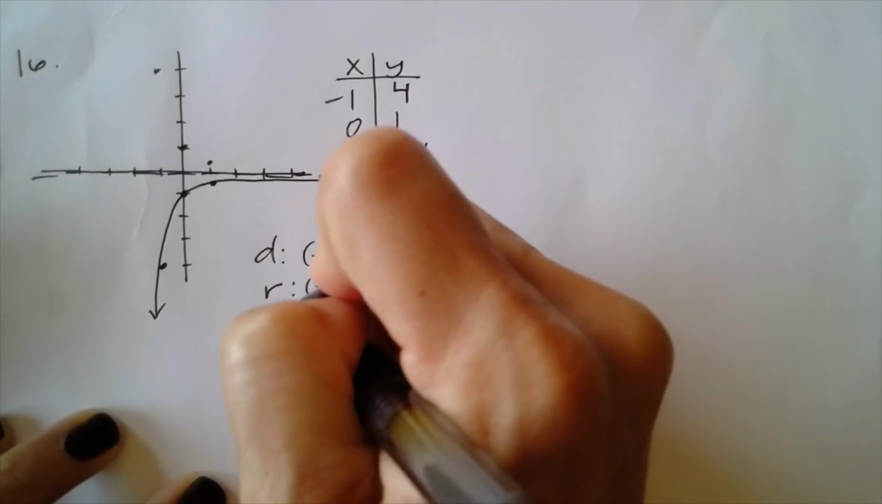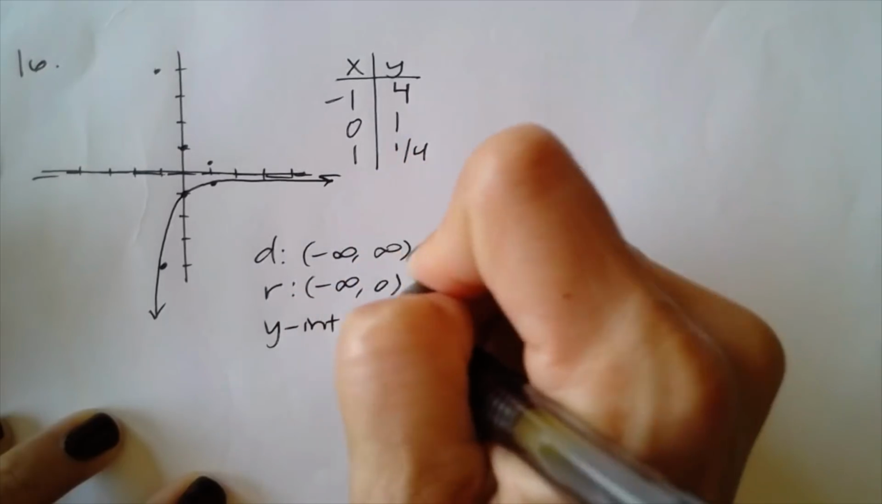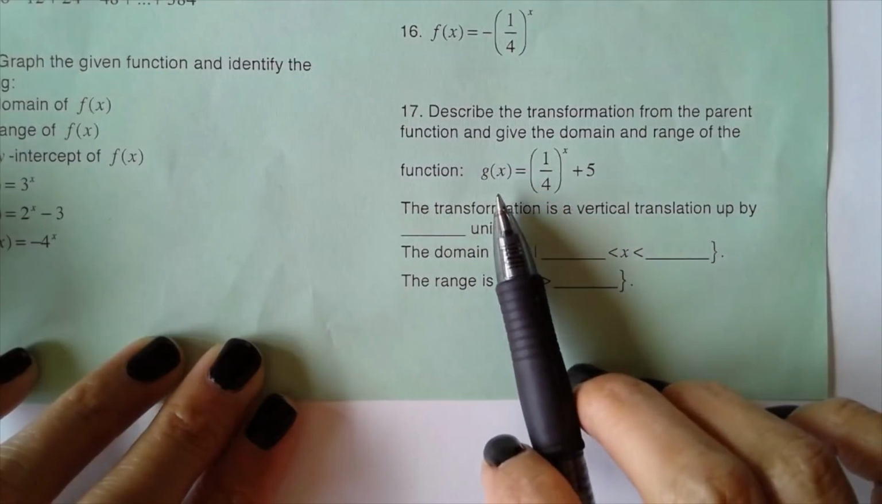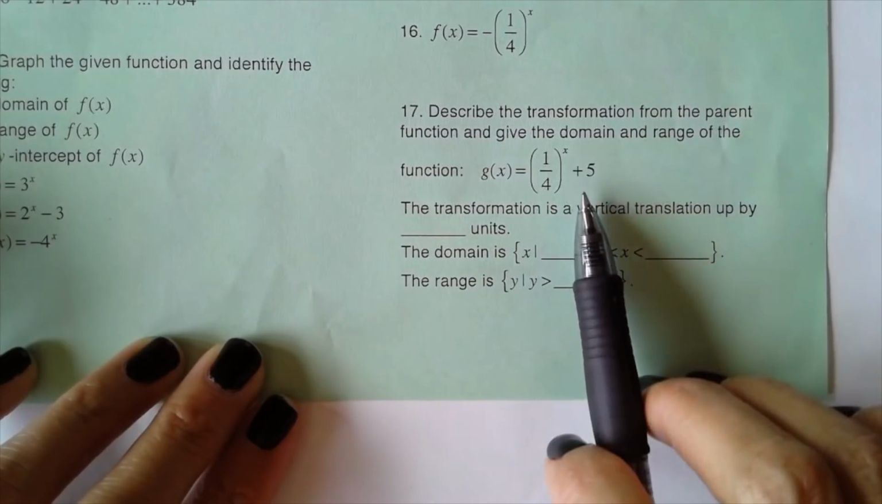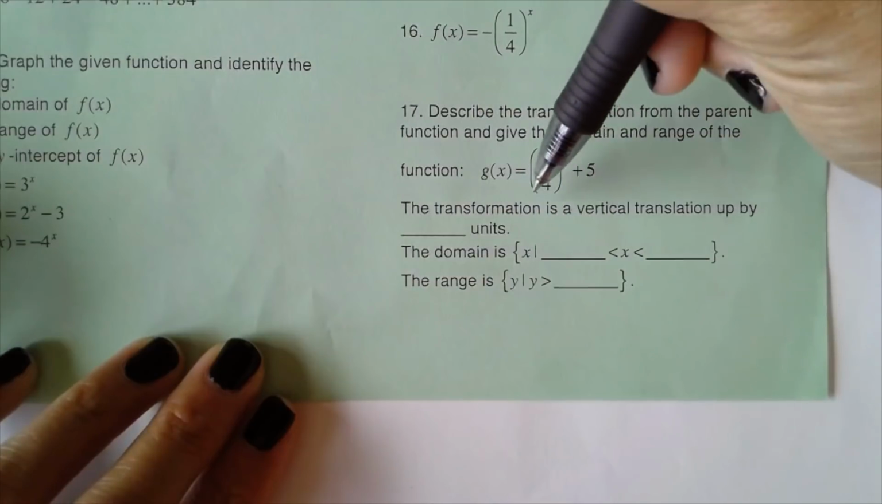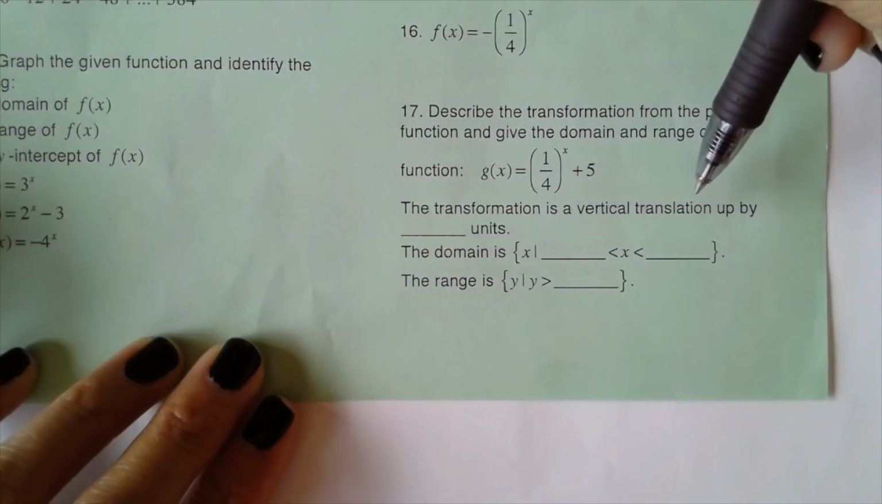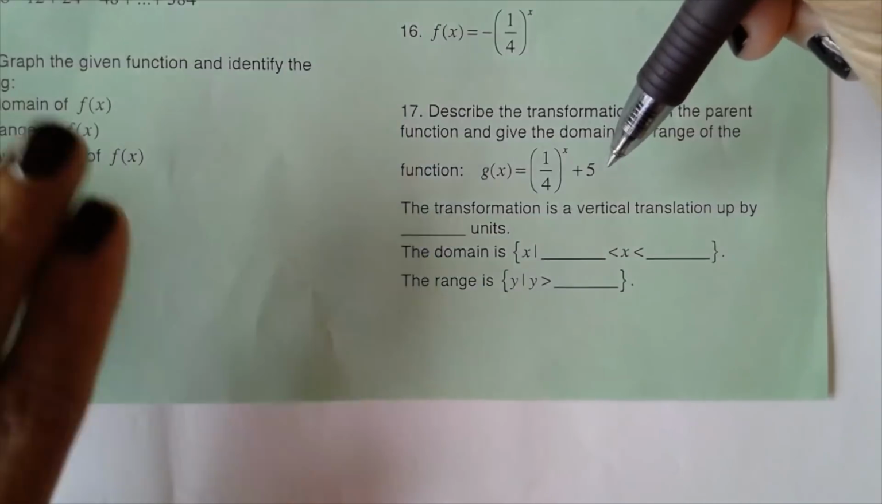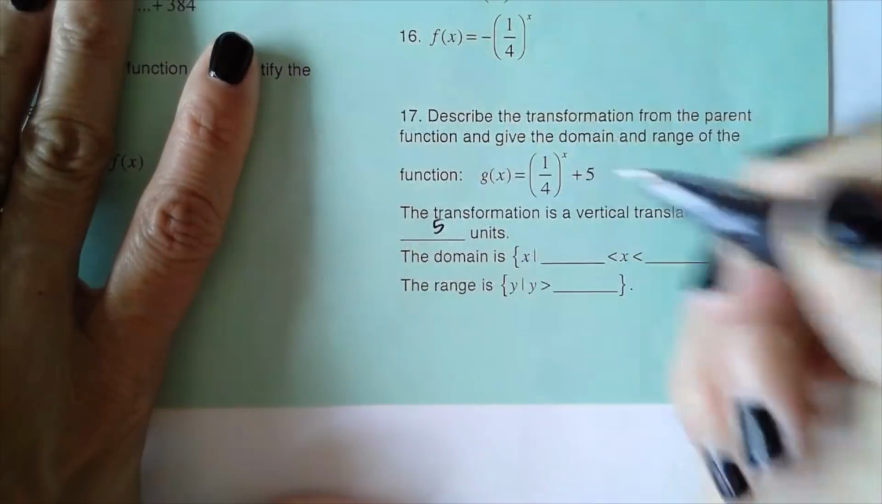And the y-intercept is (0, -1). For number 17, we have g of x equals (1/4) to the x plus 5. The transformation has a vertical translation up by, and then we're going to look at the number at the end, so that's 5, so we say 5 units.